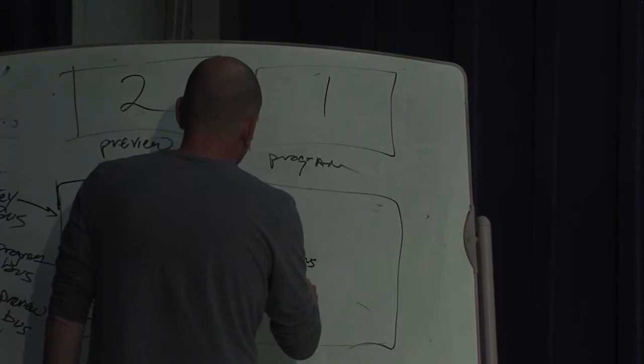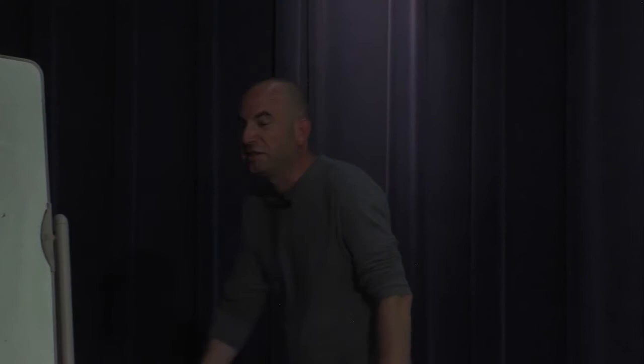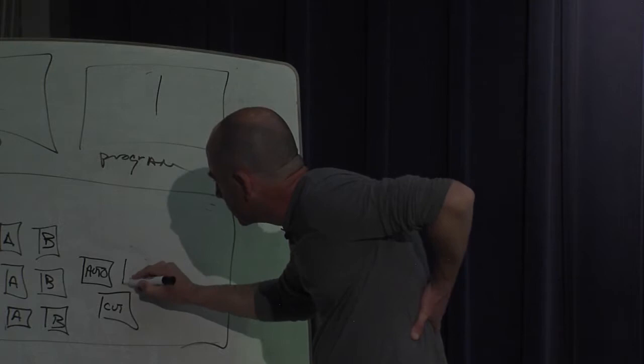So, also in the transition area, you'll see a button labeled auto. Auto is short for automatic. That's magic. Automatic is magic. And then typically above that, so I'm going to have to erase this part. Above that, or nearby the auto switch, you'll see 2 buttons. What are those other 2 transitions?